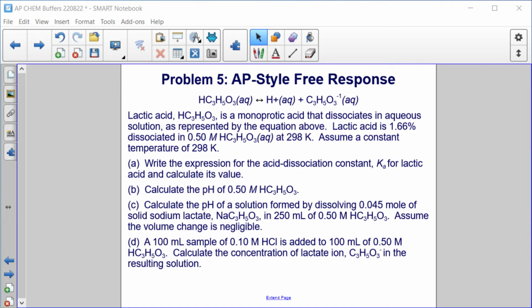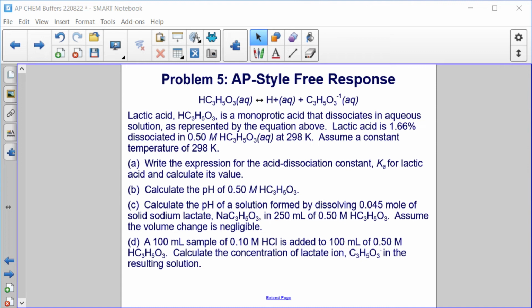A, write the expression for the acid dissociation constant Ka for lactic acid and calculate its value. B, calculate the pH of 0.50 molar lactic acid. C, calculate the pH of a solution formed by dissolving 0.045 moles of solid sodium lactate in 250 milliliters of 0.50 molar lactic acid. Assume the volume change is negligible.